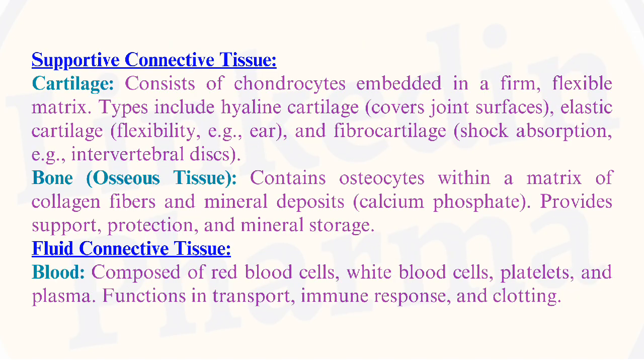2. Supportive connective tissue. Cartilage consists of chondrocytes embedded in a firm, flexible matrix. Types include hyaline cartilage, covers joint surfaces, elastic cartilage, flexibility, e.g., ear, and fibrocartilage, shock absorption, e.g., intervertebral discs. Bone, osseous tissue, contains osteocytes within a matrix of collagen fibers and mineral deposits, calcium phosphate. Provides support, protection, and mineral storage. 3. Fluid connective tissue. Blood, composed of red blood cells, white blood cells, platelets, and plasma. Functions in transport, immune response, and clotting.